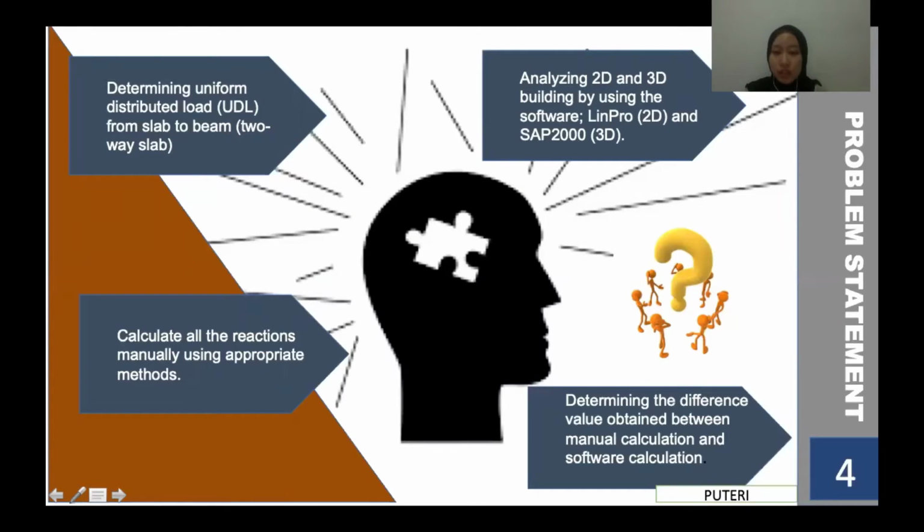As an engineer, structural analysis is very important in construction work to analyze the load, reaction and effect of the load on the structure. So in this project, we need to determine the UDL from slab to beam. And then we need to analyze the 2D and 3D structure using LinPro and SAP 2000. And then we calculate all the reactions manually. And lastly, we determine the difference in value obtained between the manual calculation and software calculation. This is to identify which method is the best method to analyze the structure.